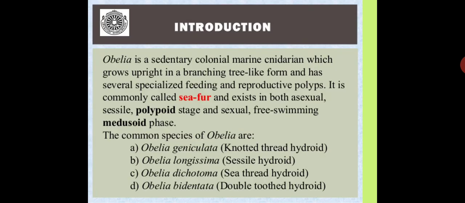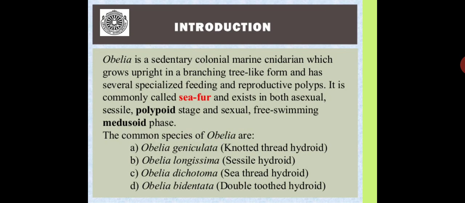Introduction. Obelia is a sedentary colonial marine cnidarian or coelenterate which grows upright in a branching tree-like form and has several specialized feeding and reproductive polyps. It is commonly called sea fur and exists in both an asexual sessile polypoid stage and a sexual free-swimming medusoid phase. That means the polyp is an asexual phase and a sessile structure, whereas the medusoid is a sexual individual and it is a free-swimming one.